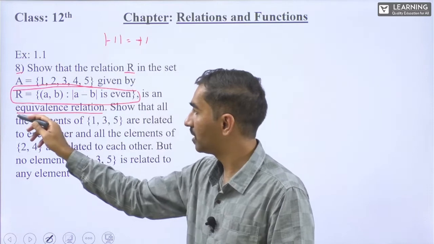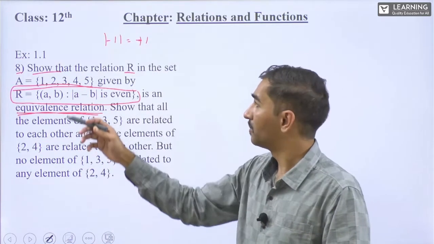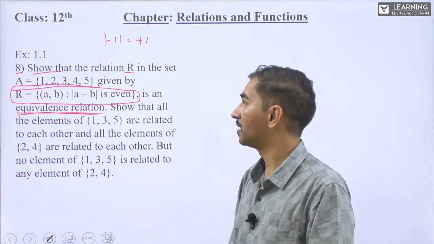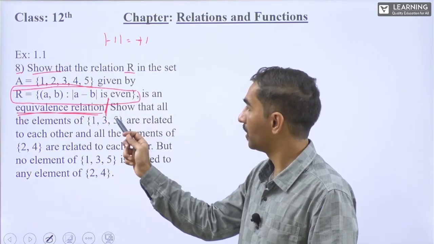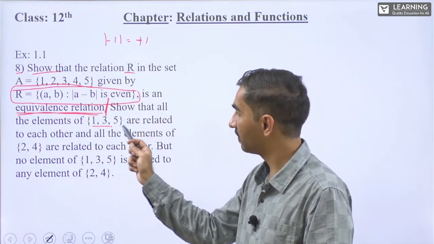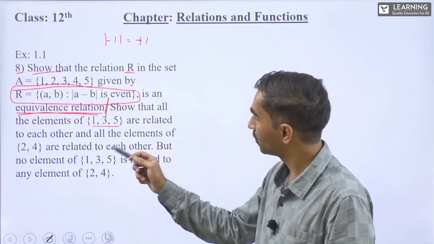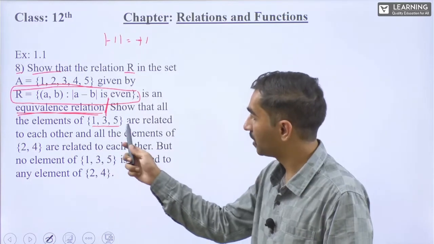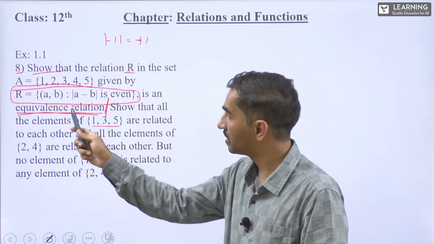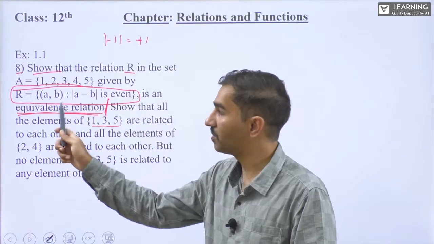So we have to prove that the given relation is an equivalence relation. This is the first sub question. Continuing, show that all the elements of {1, 3, 5} are related to each other and all the elements of {2, 4} are also related to each other. In the second part of the question, we have to show that {1, 3, 5} is related to this equivalence relation as well as {2, 4}.